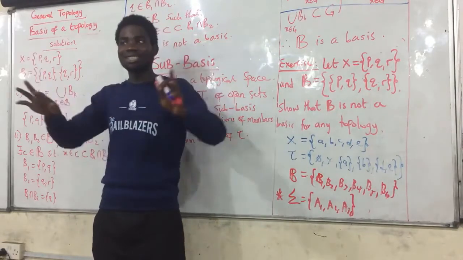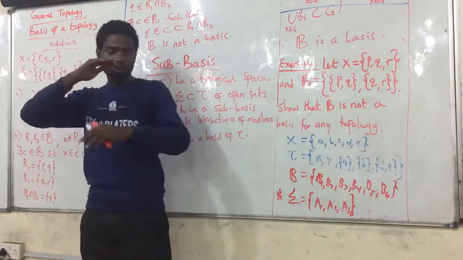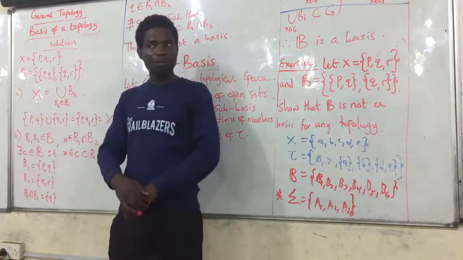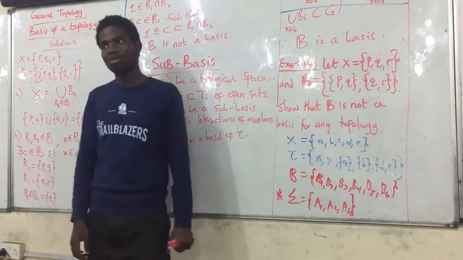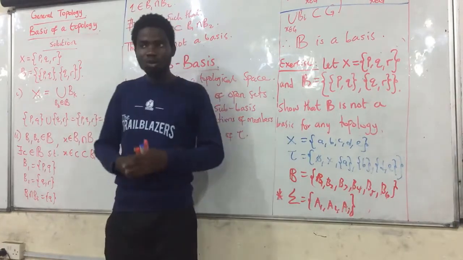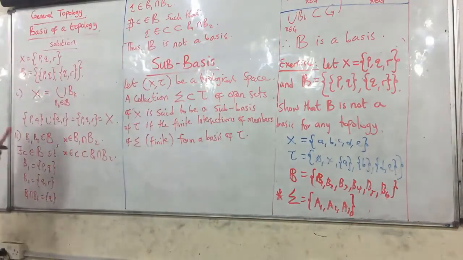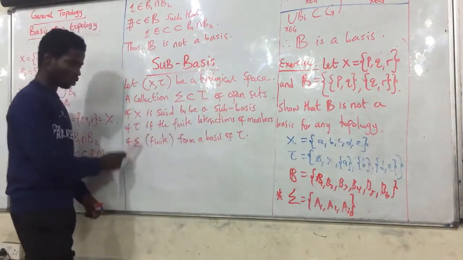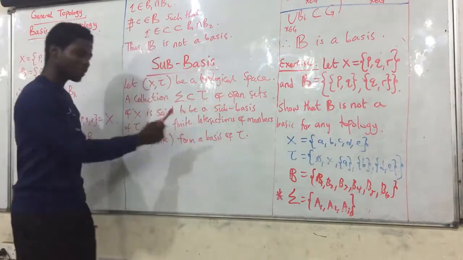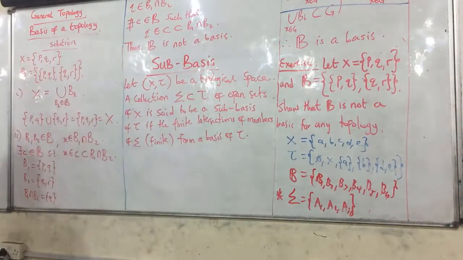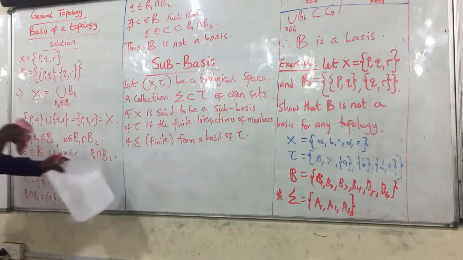Now check that one against the basis. It should be the same, or it will form a basis. Do you get that now? It must form a basis. If not, then this is not a sub-basis. So that's why I say the finite intersection of members of this set forms a basis for the topology. Do you understand? So now, that's the definition of the sub-basis.